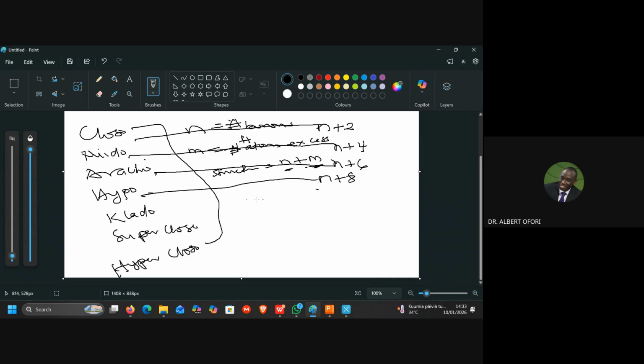When I know the number of boron, and the excess hydrogen is 2, that is closo. If the excess hydrogen is 4, that is nido. 6, that is arachno. 8, that is hypho. Then 10, N plus 10, that will be the klado.